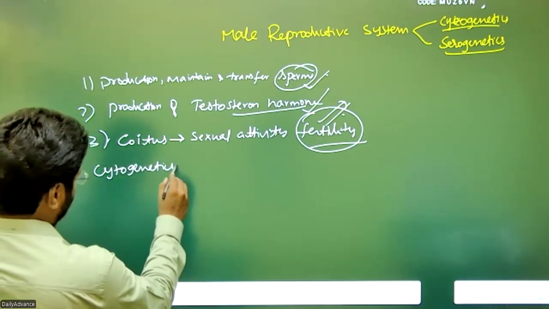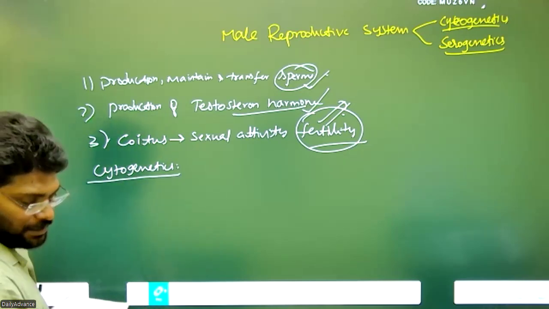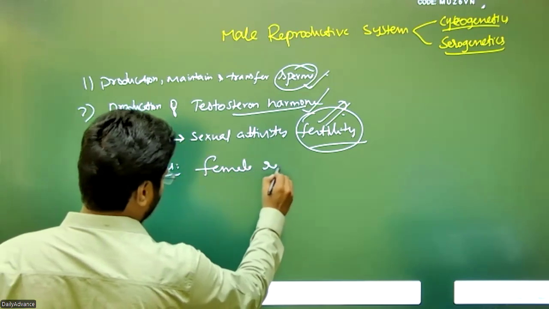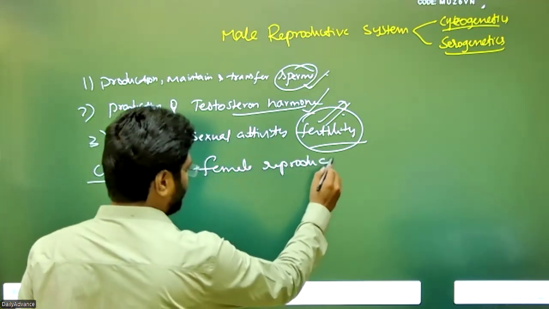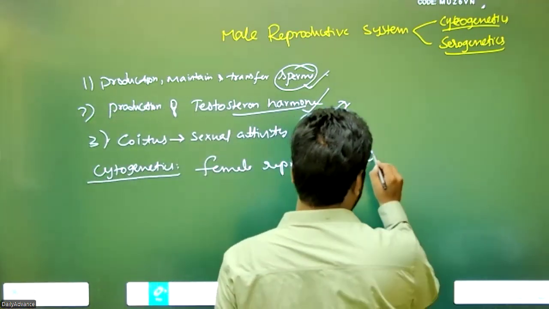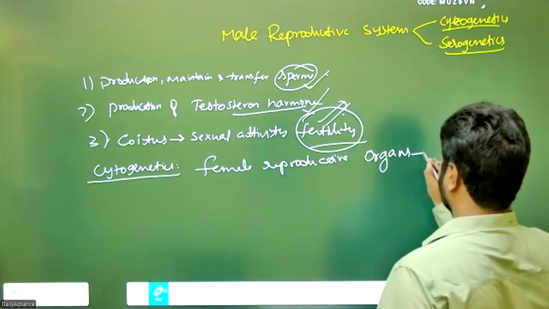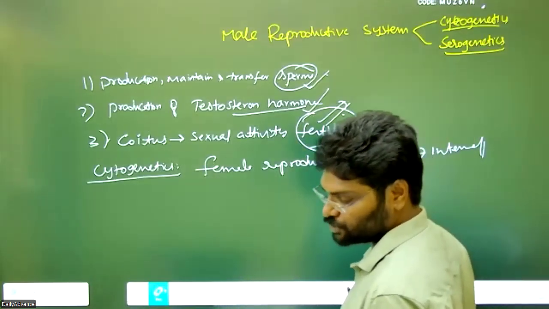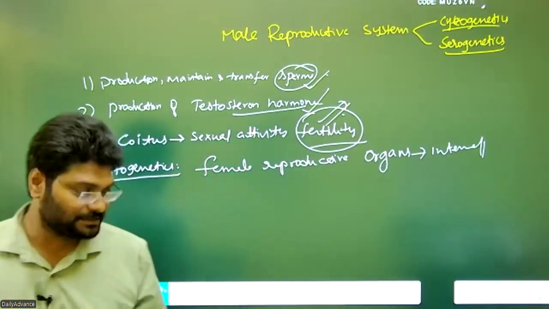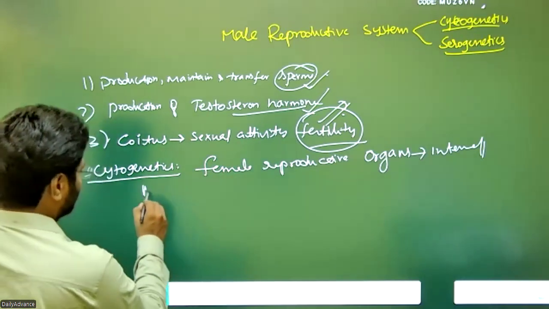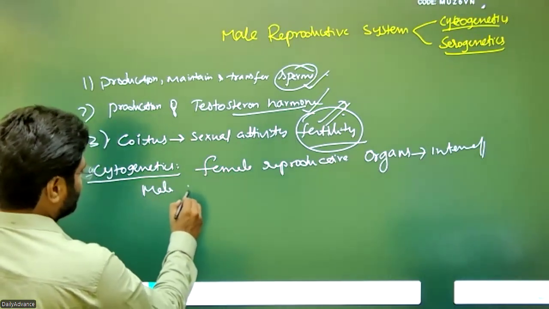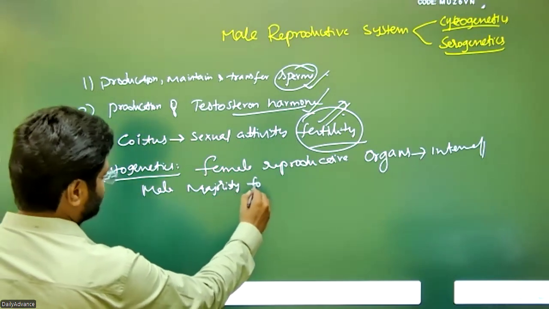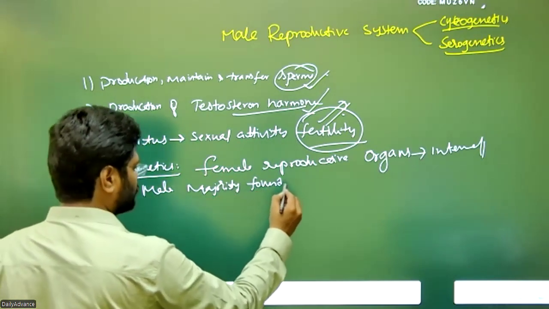So most of the female reproductive organs are internal. All the important ones, ovaries, fallopian tubes, uterus, vagina, everything is present internally. But the male reproductive organs are mostly present outside, the majority found outside the body.